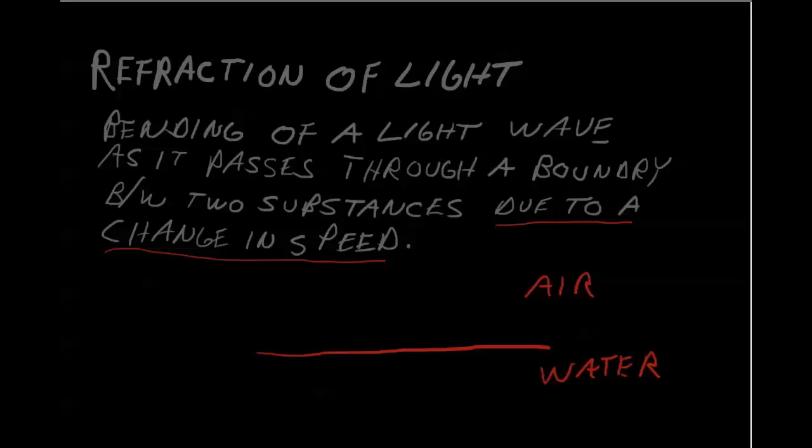And let's see. So we always put a normal in here so we can see what's happening. So let's put the normal in here so we have something to measure or look at. And let's have a wave coming in from the air. Let's do this one here. Let's see if we can do this color. And if I can get that color. There we go. So we have a wave coming in through the air.